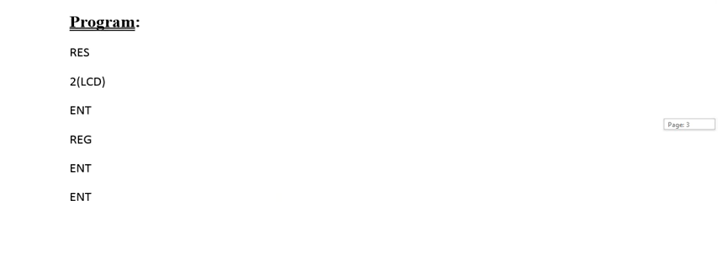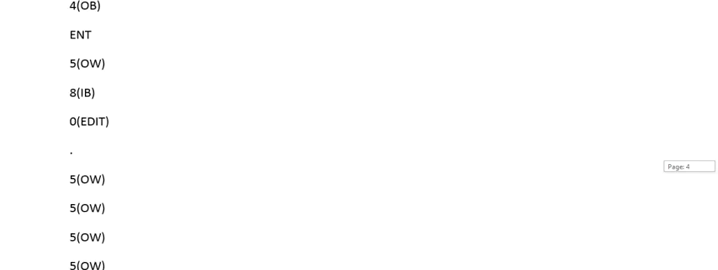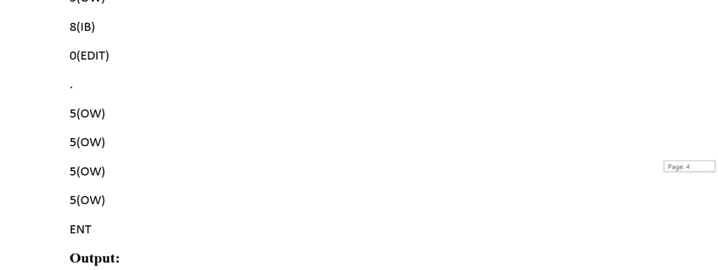The next program is reset. We have to press reset first, then 2, then enter, then press register, then enter twice, then enter, then 9 7, then 4, then enter, again 874, enter, then 580, then 5, then enter. One thing you should keep in mind is that all these buttons are available on the trainer. You have to press these buttons simply by following the program.